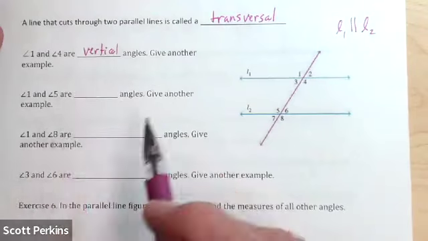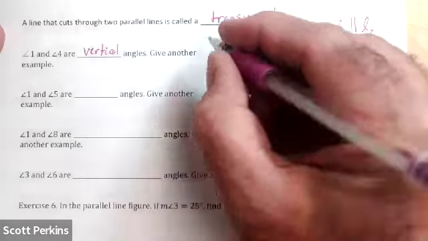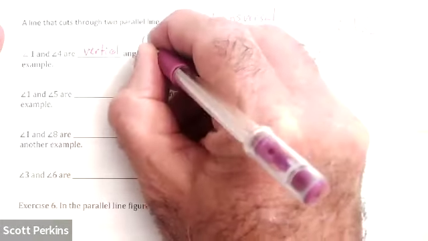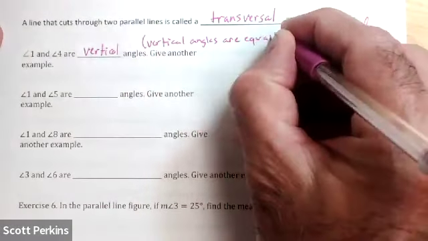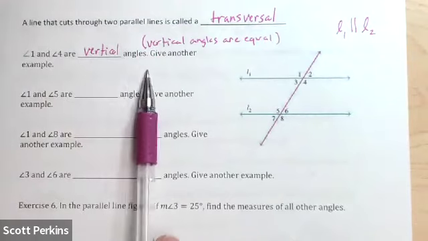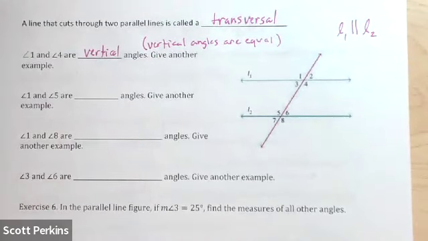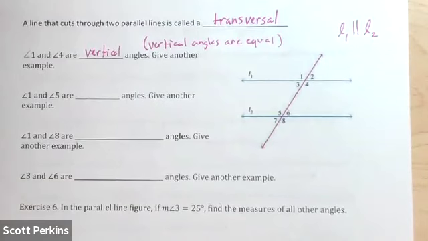Let me write that down. I should have mentioned that. Angle one and angle four are vertical angles, and I'm just going to write in parentheses right here, vertical angles are equal. We're going to take advantage of that fact in a minute. There are three other pairs of vertical angles underneath, right here in this little bit of space. Just write one pair of vertical angles that you see in the figure. There are three other pairs of vertical angles. You just identify one.